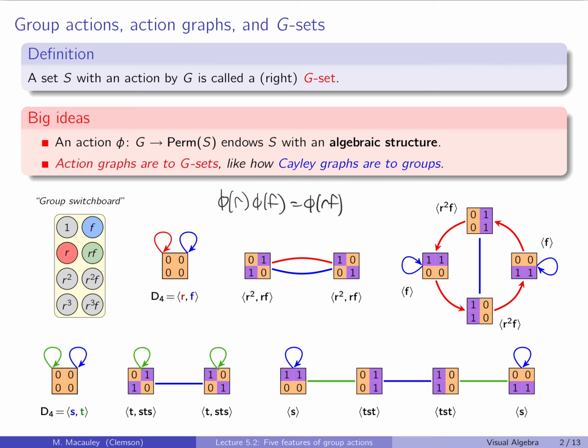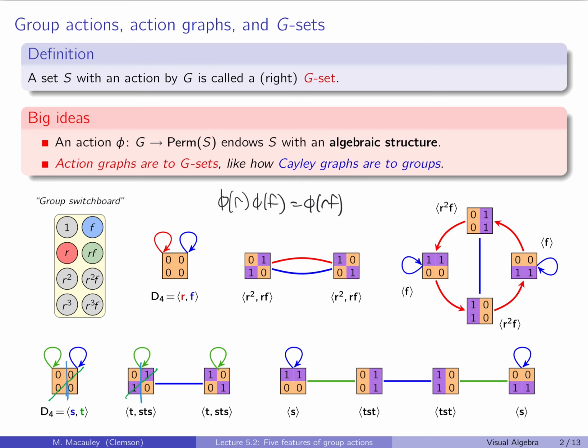So if you use a different generating set, this is D4 generated by a rotation and a reflection, but you can generate it with 2 different reflections. So this reflection S is across a diagonal axis like this, whereas F is across a vertical axis. So notice how changing the generating set, just like for Cayley graphs, will change the actual action graph, but the underlying algebraic structure is not dependent on the choice of generating set.